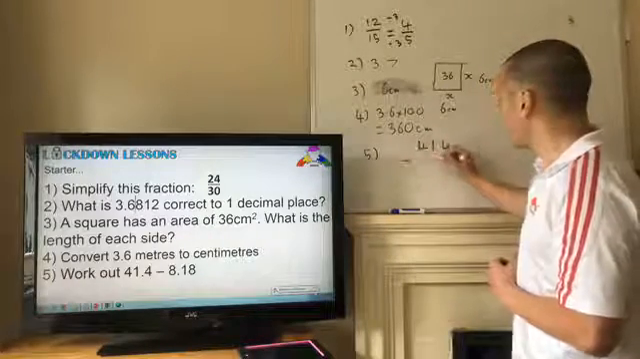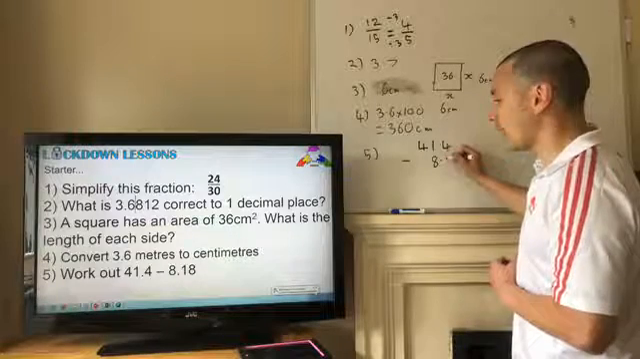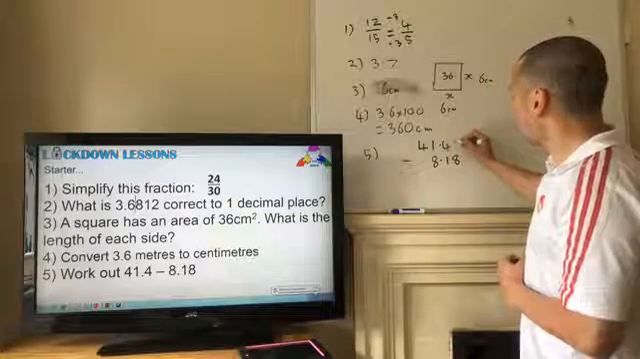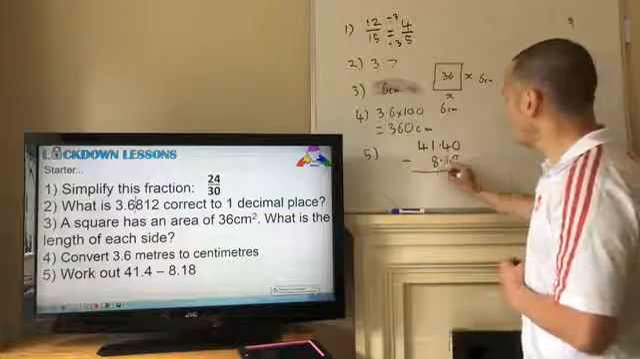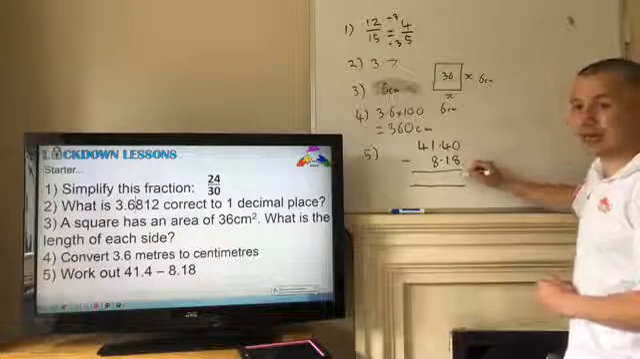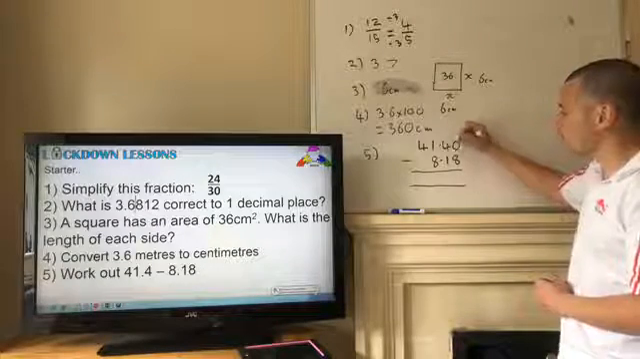And when you set it up, when you're doing your 41.4 take away 8.18, the decimal points go on top of each other. I'd always add an extra 0 in for working with decimals, and then when you do 0 take away 8, you're not writing down 8. This is where you do the borrow from next door thing.